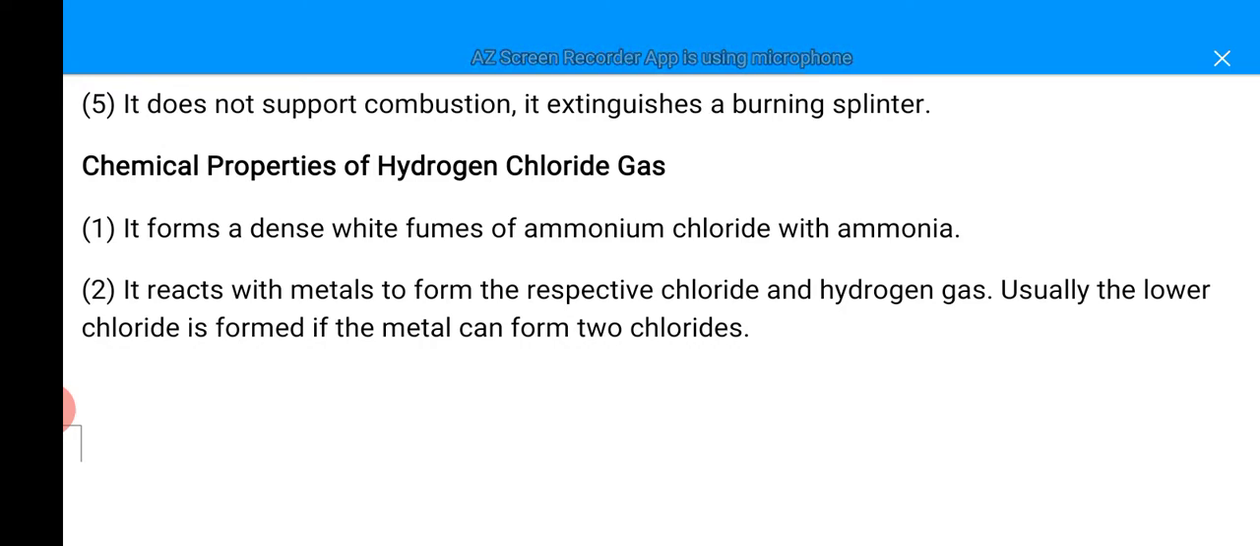When you have this particular hydrogen chloride gas reacting with metals, it forms the lower chloride here, not the higher chloride. Unlike when chlorine reacts with this metal, chlorine makes it form a higher chloride. But hydrogen chloride reacting with a metal that can form more than 2 chlorides, usually the lower chloride is formed, which is iron 2.